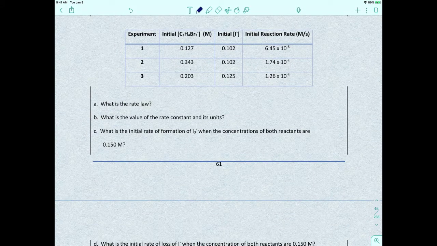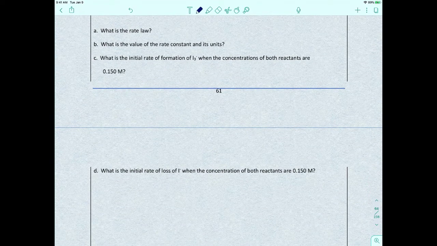Here's what we're looking for. Part A, what is the rate law? Part B, what is the value of the rate constant in its units? Part C, what is the initial rate of formation of I3 minus when the concentrations of both reactants are 0.150 molar? Part D, what is the initial rate of loss of I minus when the concentration of both reactants are 0.150 molar? All right, so we've got a lot of stuff going on in this problem.